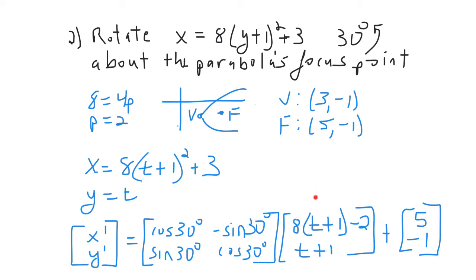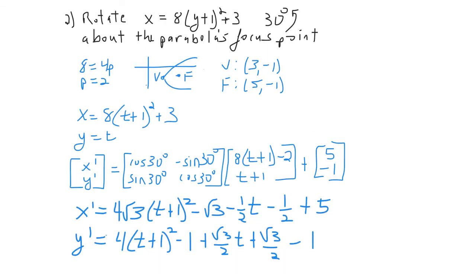Now I'll do my first row times my first column. This will be rotated around the origin. And then to translate it back, I will add the focus point back at the end. So again, subtract from the original parametrics to move it to the origin, rotate it around the origin, and then translate it back.